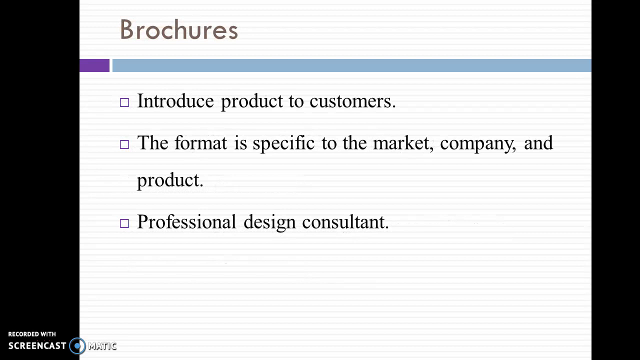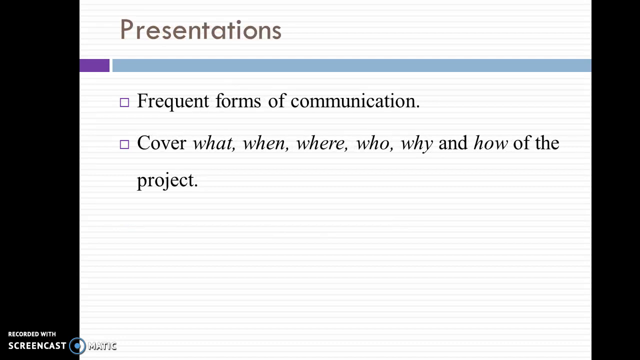Brochures are used for promoting any product. They are used to introduce a new product to the customer. The format is specific to the market, company and product. A professional design consultant can be used. Presentation is a frequent form of communication. It covers what, when, where, who, why and how the project is done.